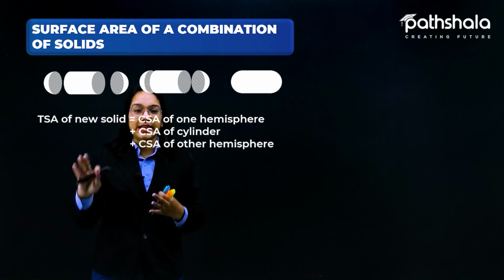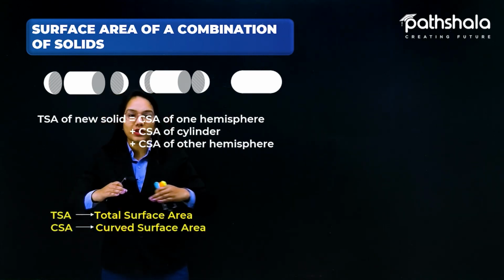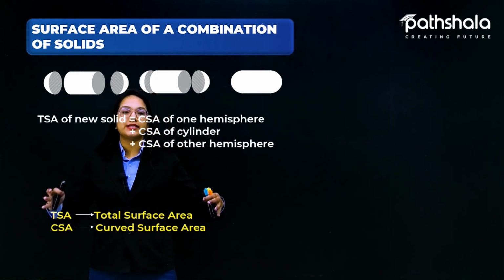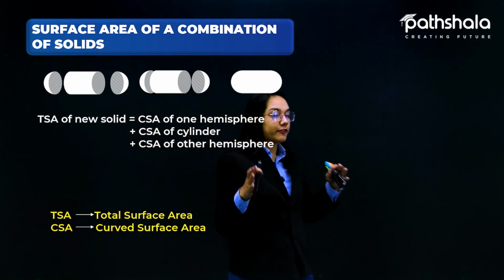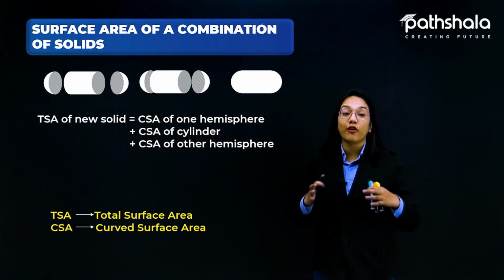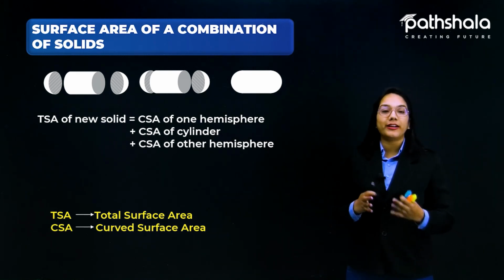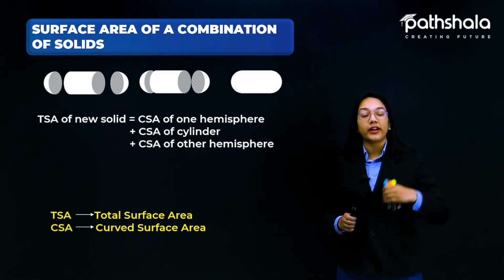So what is TSA and CSA? TSA is called the total surface area, and CSA is called the curved surface area. If we want to find the surface area of such a combination of solids, we can find it by dividing them into certain solids that we are already aware of.